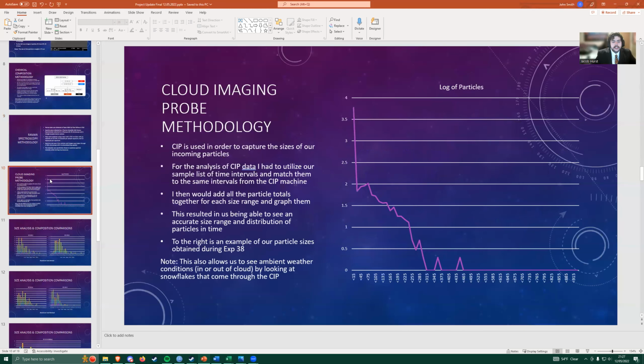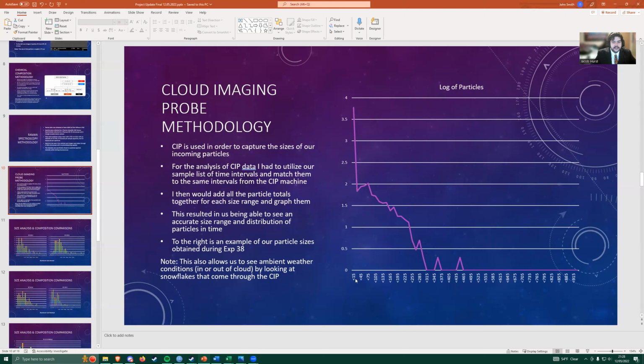All right, so now I'll head to the cloud imaging probe methodology. Our CIP is used in order to capture the sizes of our incoming particles from outside. So this could be anything that ranges from snowflakes to very minuscule air particles, right? For the analysis of CIP data, I had to utilize our sample list of time intervals and match them to the same intervals from the CIP machine. I would then add those particle totals together for each size range.